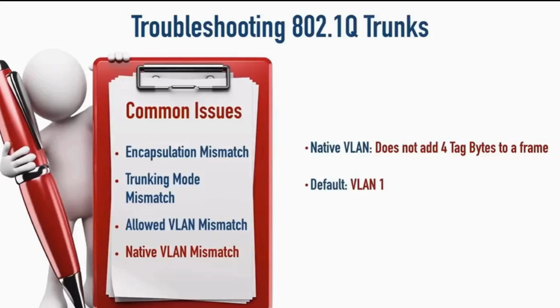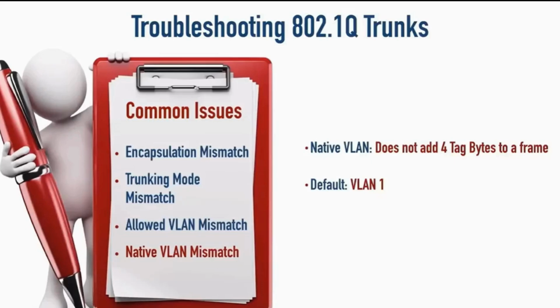But for security purposes, a lot of people will like to change that native VLAN from VLAN 1 to something else, maybe VLAN 199. And if you do that, you want to make sure that it matches on both ends. In fact, if you don't match on both ends, you'll typically get an error message appearing on your console. If you're seeing console messages pop up on your command line interface terminal, that might be an easier one to troubleshoot because you'll specifically be told that you've got a native VLAN mismatch.